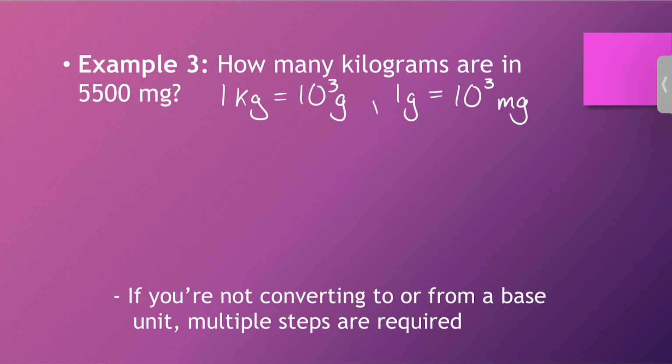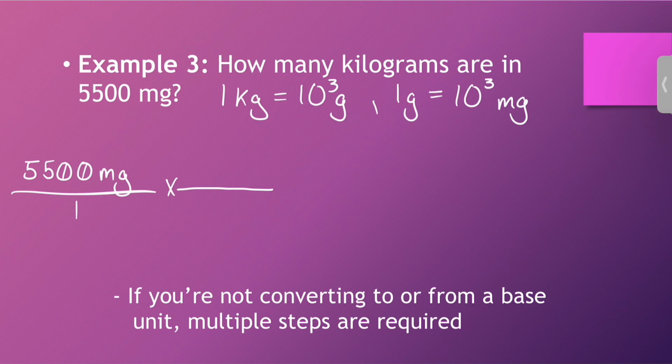So because we don't have one conversion factor between kilograms and milligrams, we only have kilograms to grams and grams to milligrams, this conversion is going to require 2 steps, okay? Still a fairly simple process to work through. I'm still going to start with my 550 milligrams. And I'm going to put it over 1, just like usual.